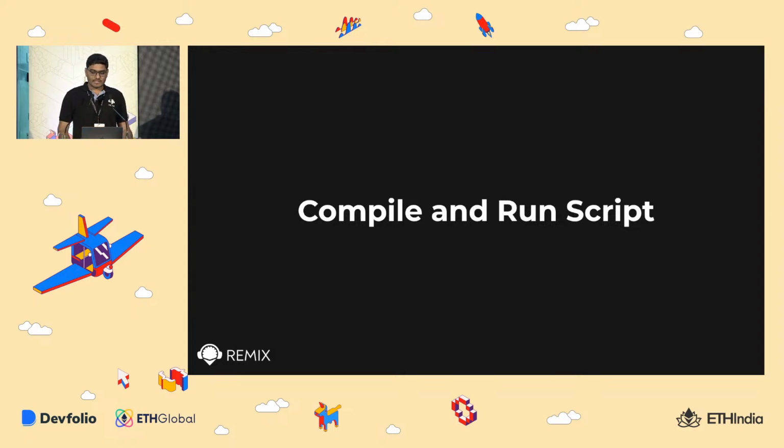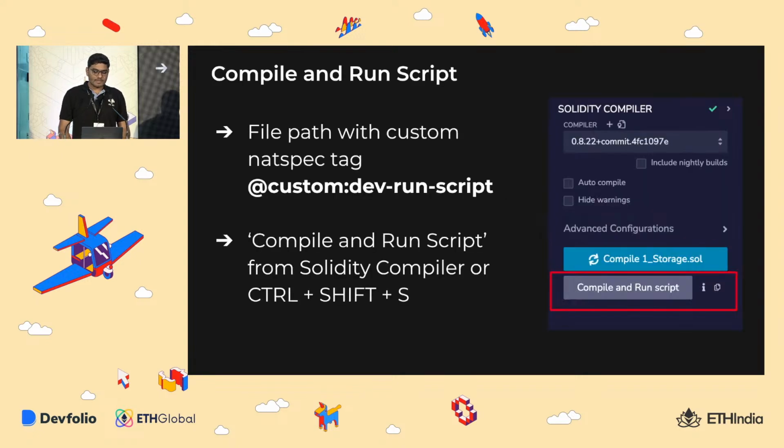Now we will see the use cases of it, how it can be helpful during hackathons, during the quick development process. What Remix provides, basically, is that you can integrate one particular script with your smart contract. How can you do that? You can use this custom-defined natspec tag. The natspec tag is shown here, custom dev run script, and then you can give the path of your script.